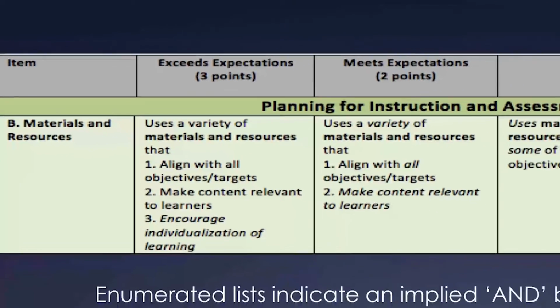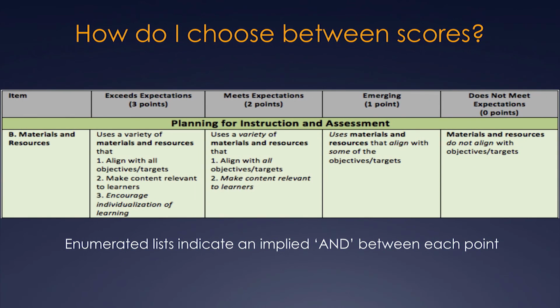Notice some cells, namely exceeds expectations and meets expectations, include enumerated lists. Treat rows with these types of lists as if there were implied "ands" in between each number. Therefore, student teachers are expected to meet all components in the list to earn that score. If a student teacher fulfills all but one of the enumerated components, they cannot earn the score and must be scored at the level below.